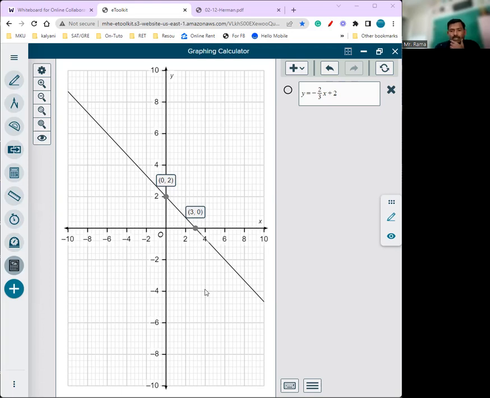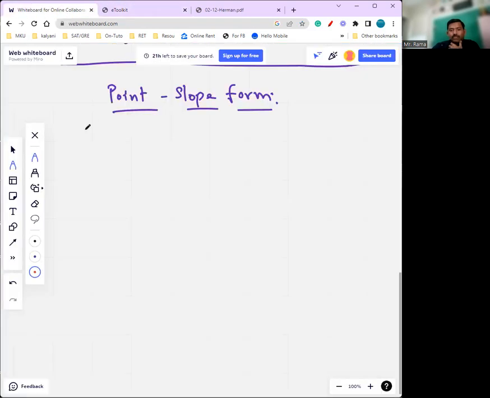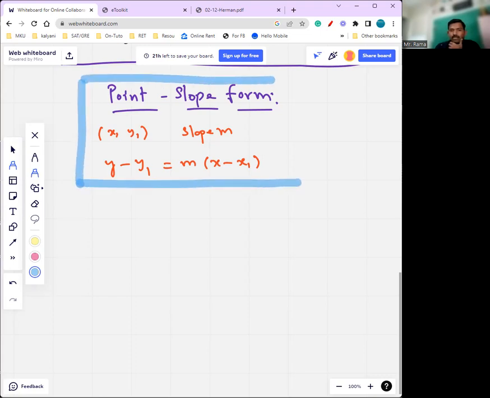Now, coming back to this question here. This question is really important for the test. Point slope formula: if they give a point x1, y1, and the slope is m, the rule is y minus y1 equals m times x minus x1. Please remember this. If you have a running note, please write it down: point slope formula, y minus y1 equals m times x minus x1.